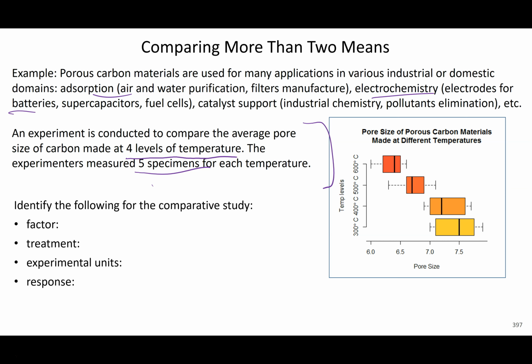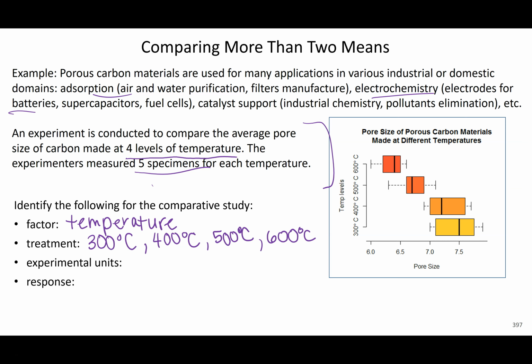From there, we'd be interested in looking at the following for this study. What are the factors? What makes the groups different from each other? This is going to be your treatment, or your temperature. And then your treatments are going to be the levels of temperature. So if temperature is what makes them different, what different temperatures do we use? We'll have 300 degrees Celsius, 400 degrees Celsius, 500 degrees Celsius, and 600 degrees Celsius. These are my treatments here.